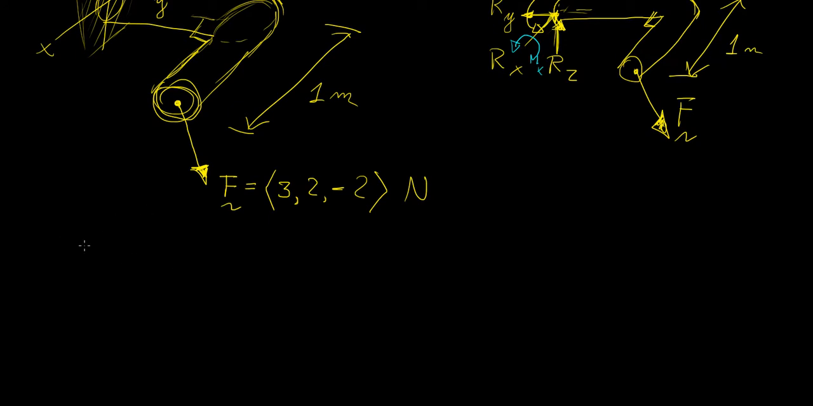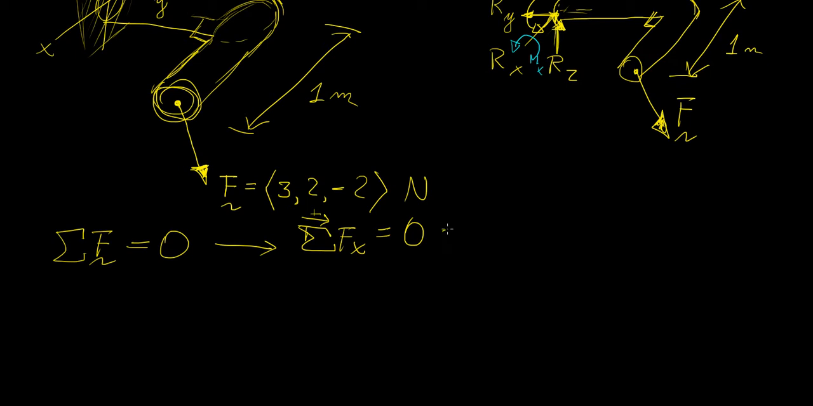write down our equations of equilibrium. The first thing we're going to do is the sum of the forces, as a vector, has to be equal to 0. Well, that's not very useful, so we need to break this down into different components. So we're going to have the sum of the forces in the x direction need to be equal to 0, and we're going to assume that this is the positive direction.